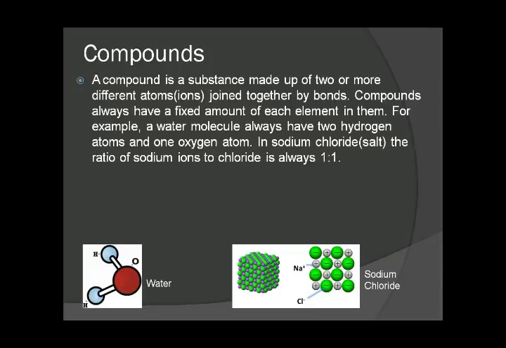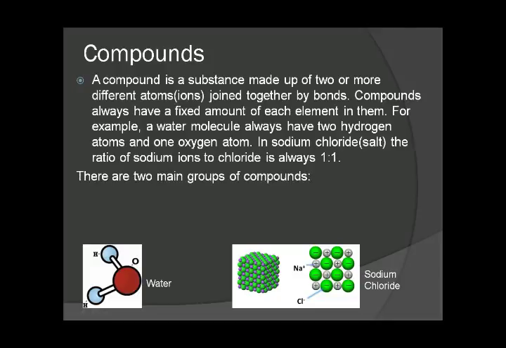Now discussing compounds. A compound is a substance made up of two or more different atoms (or ions) joined together by bonds. Compounds always have a fixed amount of each element in them. For example, a water molecule always has two hydrogen atoms and one oxygen atom. In sodium chloride salt, the ratio of sodium ions to chloride ions is always 1:1. And you can see a picture of a water molecule and of sodium chloride.